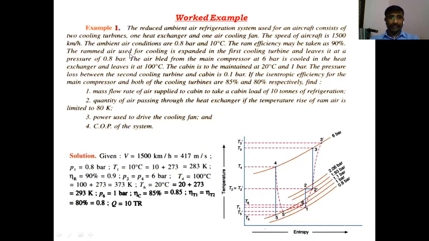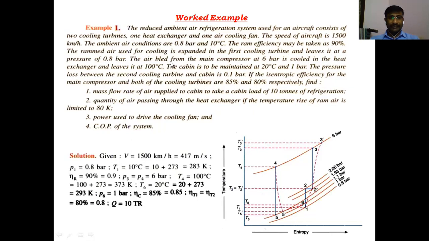The rammed air used for cooling is expanded in the first cooling turbine and leaves it at a pressure of 0.8 bar. This is the pressure after expansion in the first cooling turbine, which is equal to the ambient pressure. Again, the air is compressed in the diffuser in the aircraft. The compressed air is again reduced in pressure to the initial pressure, that is the ambient pressure, 0.8 bar.